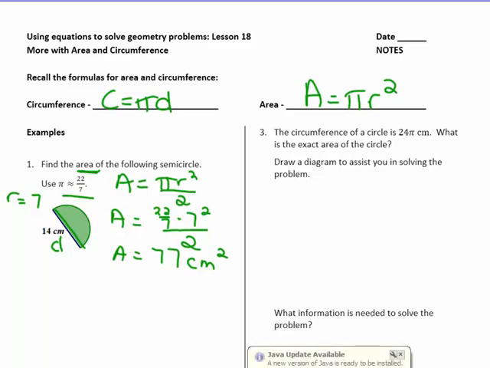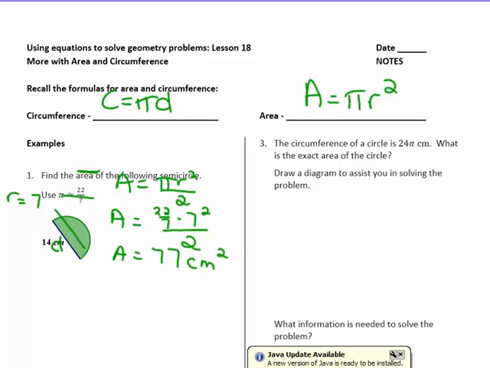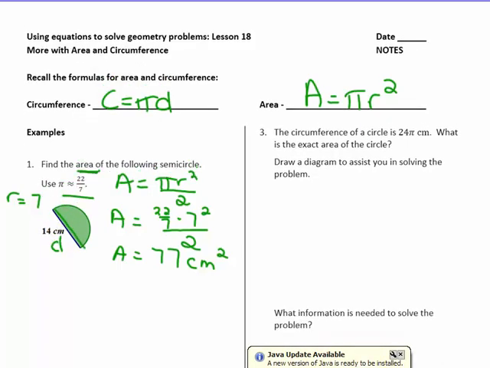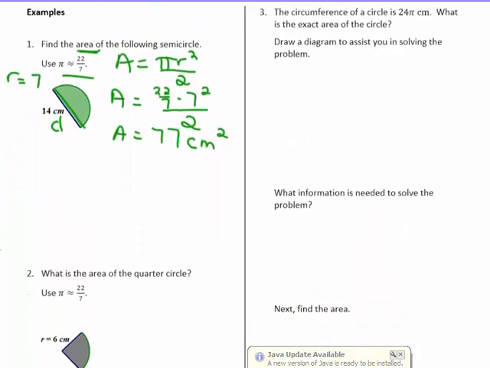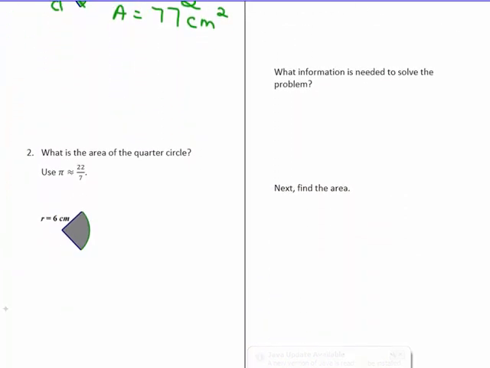All right, let's see what number 2 wants us to do. Okay, number 2, what is the area of a quarter circle? A quarter circle means it's 1/4 of a circle. So I'm going to do my area, and I'm going to have to divide it by 4. My area formula was pi r squared, but since it's a quarter, I have to divide that by 4.